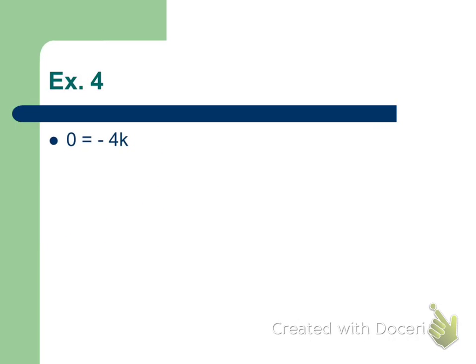Example 4. Danielle, what did your group do? We divided by -4 on both sides. Very good. I like it. What'd you get? 0. Perfect. K equals 0, or 0 equals K. Remember, it is okay for 0 to be in the top. We just can't have it be in the bottom.